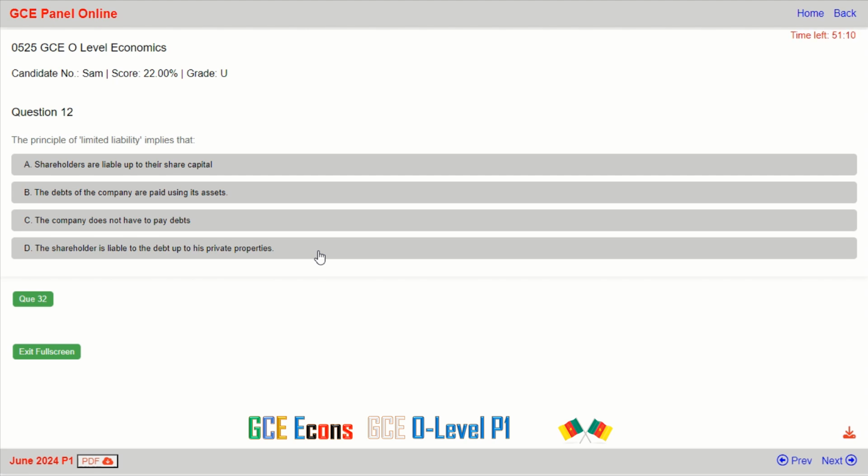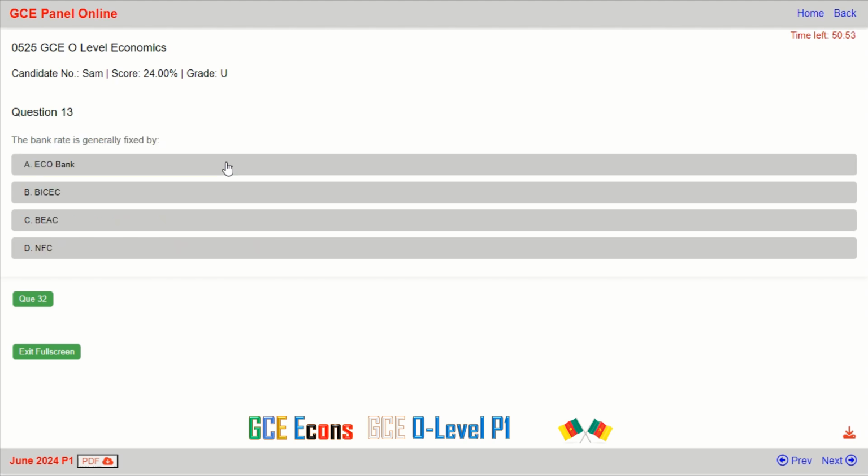Well, we know that for limited liability, the shareholders are only liable up to the share of their capital. The capital in which they have means that their personal properties are not included in this. The share of their capital in that business. So the key here is A.